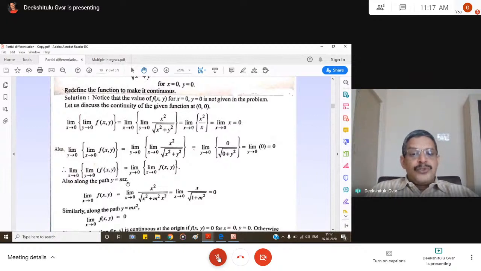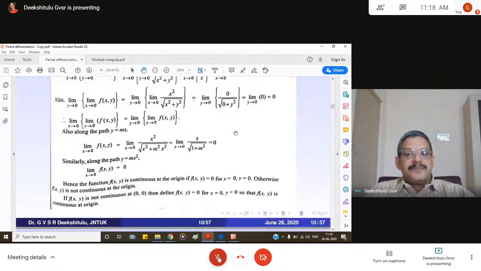As x goes to 0, mx also goes to 0. That means y also goes to 0. So x goes to 0, y goes to 0 is also achieved along y = mx. So the condition now becomes the limit as x goes to 0 of x square by x square plus m square x square. If you take this x square out, this is x by square root of 1 plus m square, which is 0. This is also the same limit we have.